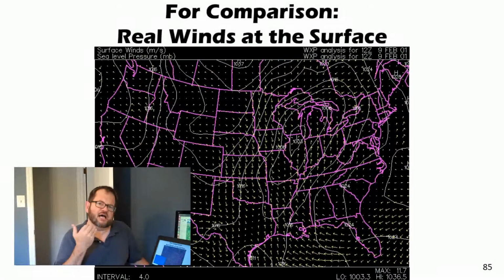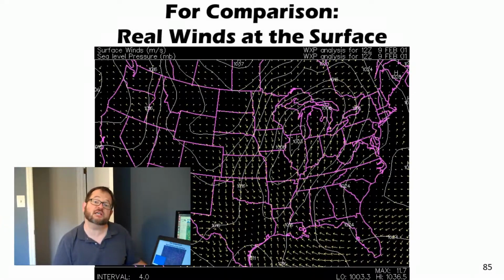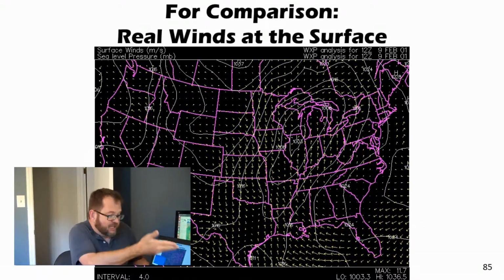Just to give a counterexample here, let's look at the winds at the surface at the same time. You can see that there are isobars drawn on this map, the contours of pressure. And you can see that centered near Chicago in northern Illinois, there's an area of low pressure. This is a big cyclone across the Midwest.